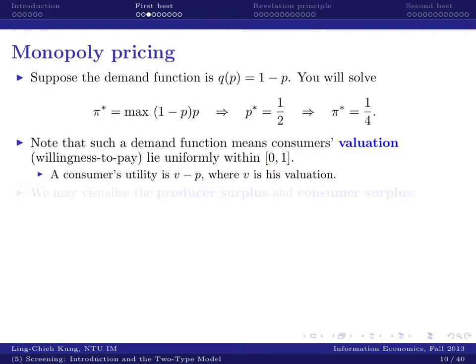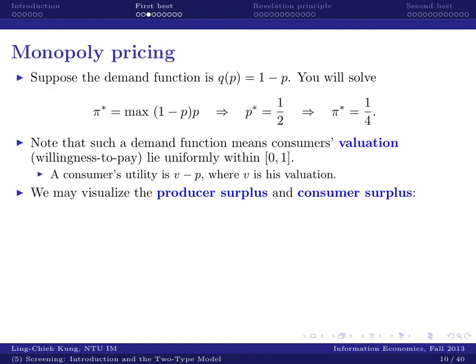In this case, we are saying that the consumer's utility function is V minus P, where V is his valuation. So if my valuation is, for example, 0.8, and the price is 1/2, I'm going to buy, and my utility will be 0.3. But if buying the product gives me a negative utility, I'm not going to do that.